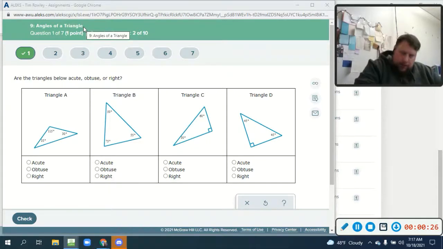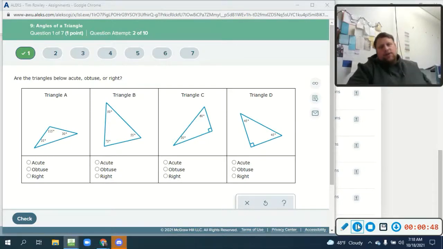Our LT, I'm sure, is right up above: I will correctly identify and solve problems involving angles of a triangle. Boom. In other words, we're going to use things about angles to identify correct triangles and then solve for missing angles as well. All right, so let's get on with this.